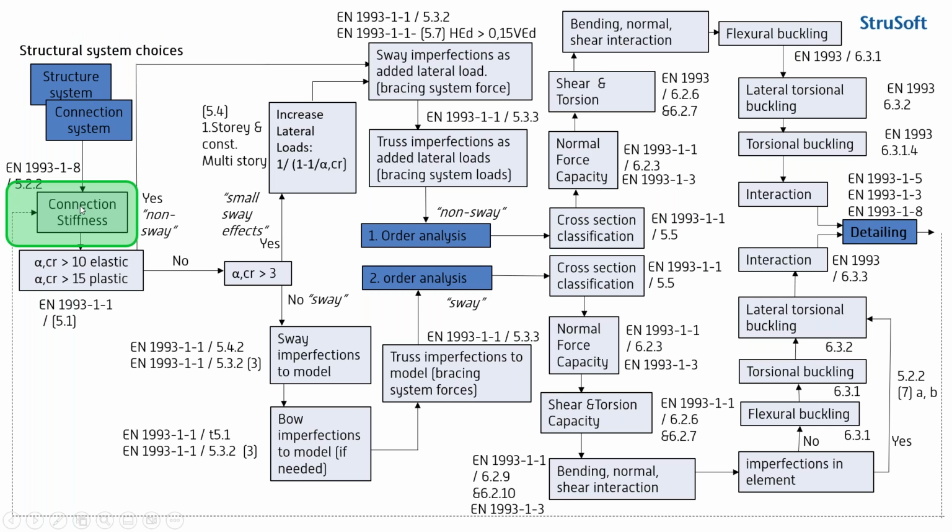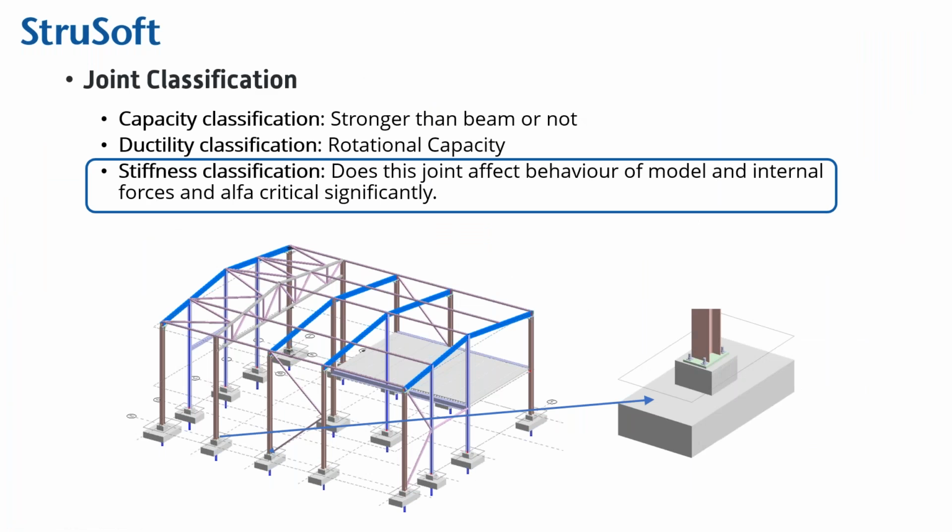Then we go to the connection stiffness. This is the next part. The problem is that when we're doing the total stability check, the connection stiffness has to be taken into account because we have a correlation between the critical loading and the connection stiffness.